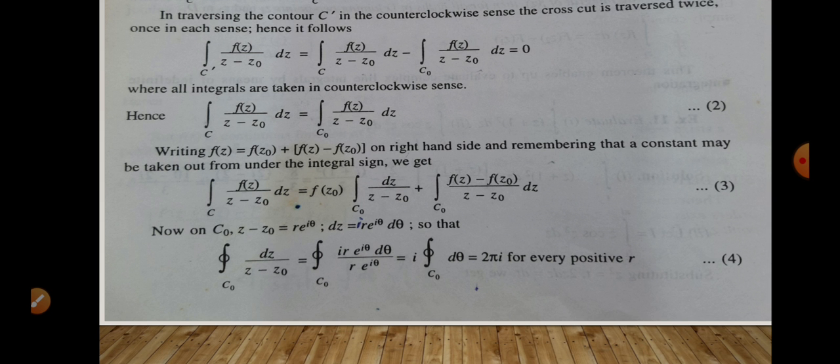Now on C0 we have z minus z0 equals r e to the power iota theta, so dz equals iota r e to the power iota theta d theta. So on the closed contour C0, writing the values of dz and z minus z0, the integral of dz upon (z minus z0) equals iota times the integral over the closed path C0 of d theta, which equals 2 pi iota for every positive r.